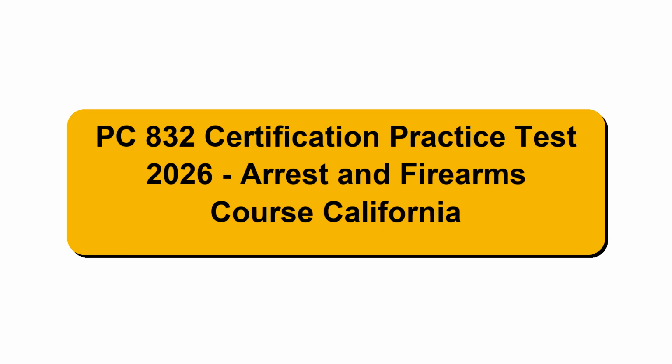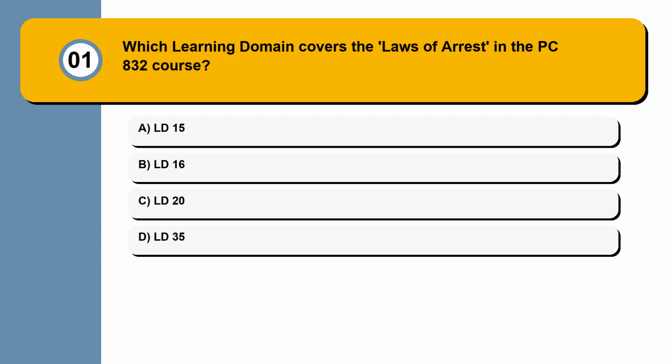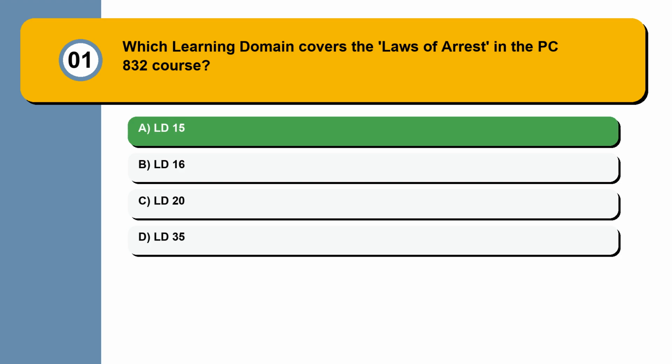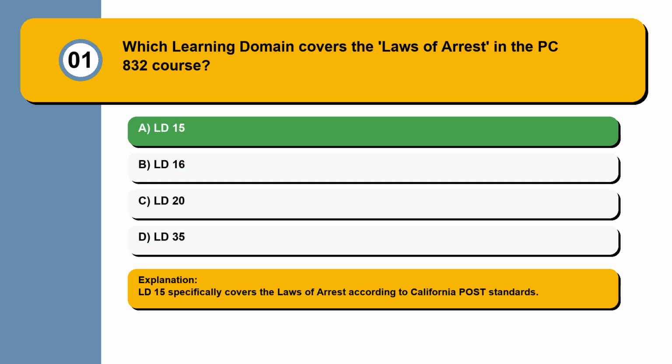PC 832 Certification Practice Test 2026, Arrest and Firearms Course, California. Question 1. Which learning domain covers the laws of arrest in the PC 832 course? LD 15, LD 16, LD 20, LD 35. LD 15 specifically covers the laws of arrest according to California POST standards.